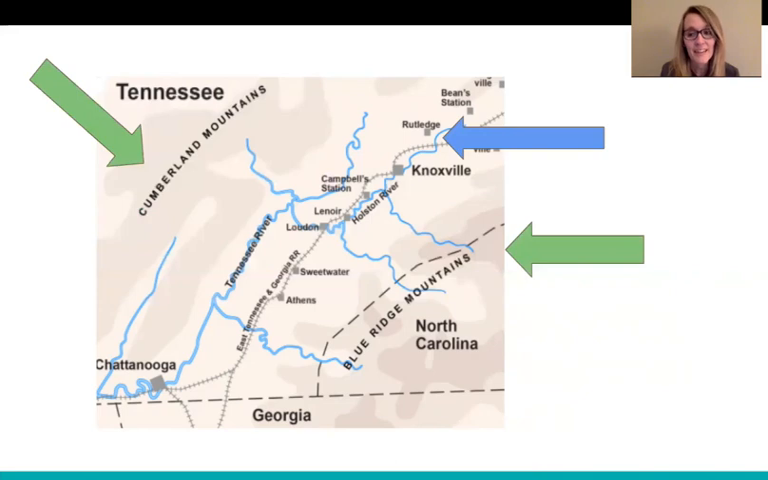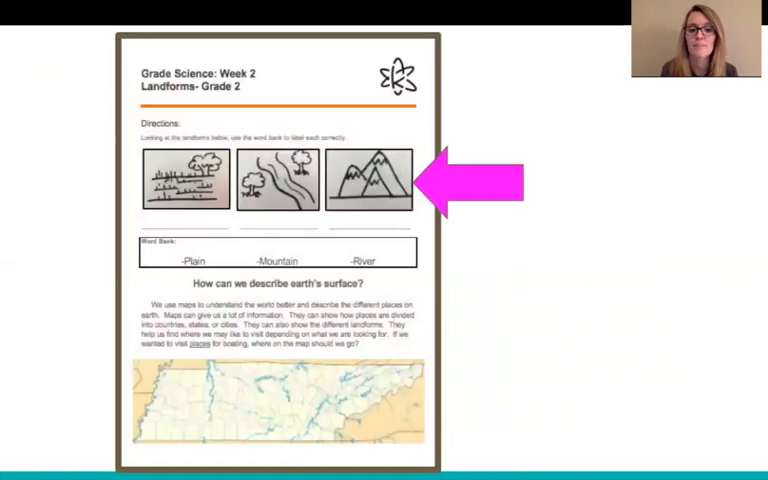There's another area on this map that is actually not labeled, but it is a very large landform and very important to us here in Knoxville. That is a valley. And valleys are important because without them, we wouldn't be able to live where we live. So we live in a valley between the Cumberland Mountains and the Blue Ridge Mountains or the Smoky Mountains. And so that's what helps make our terrain unique.